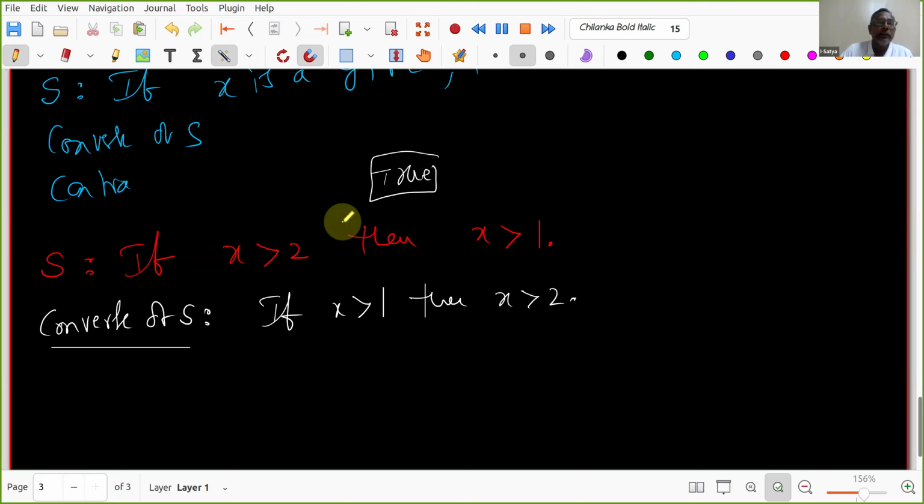If this is true, then this will be true: if x is greater than 2, then x will be greater than 1. Yes, because 2 is greater than 1, so any number greater than 2 will always be greater than 1. Right, yes. So whenever x is greater than 2, automatically x is greater than 1. So this is a true statement, right? What about the converse? Okay, good, nice. This is a true statement. Okay, what about this?